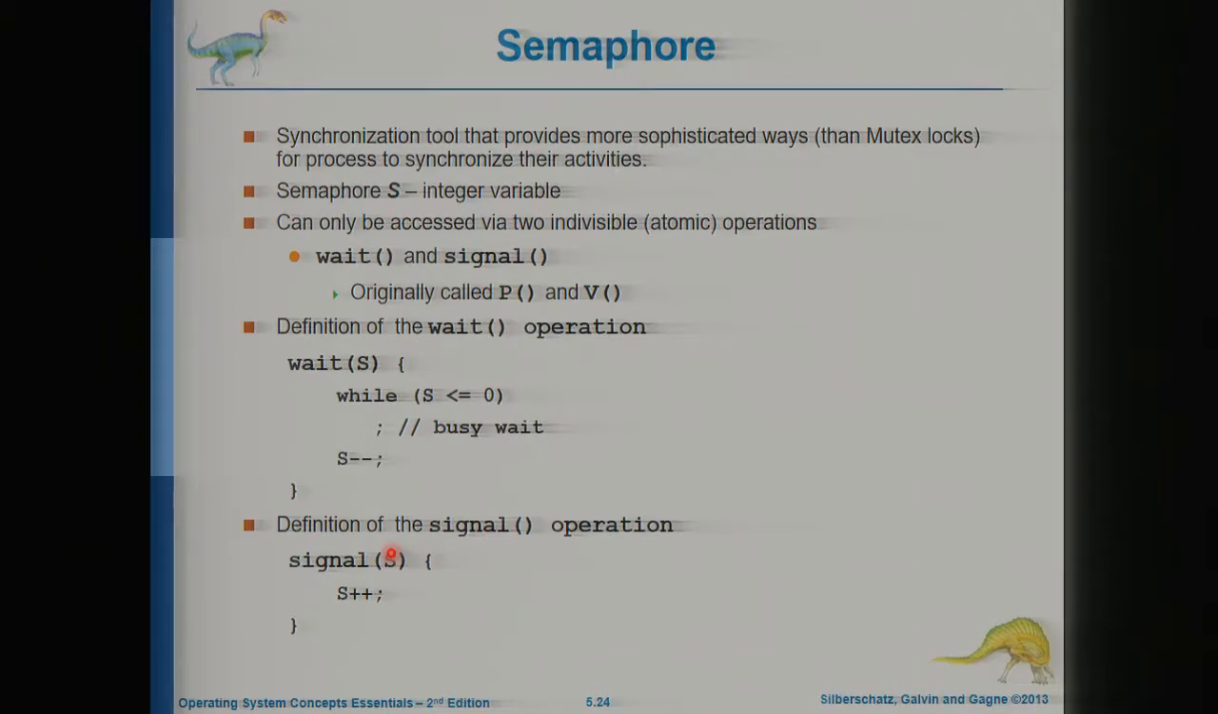Suppose there are 5 instances of that resource. First process P1 comes and requests the resource. Then how many instances remain? P1 is granted, so only 4 remain. Next, P2 comes and requests a resource. P2 is granted, so the number of resources left is 3. Initially S is 5. First process takes, S becomes 4. Second process takes, S becomes 3. Like that, if 5 processes take, S becomes 0.